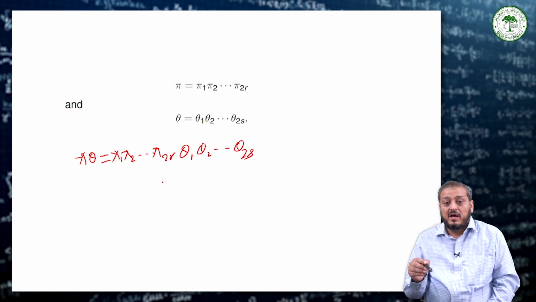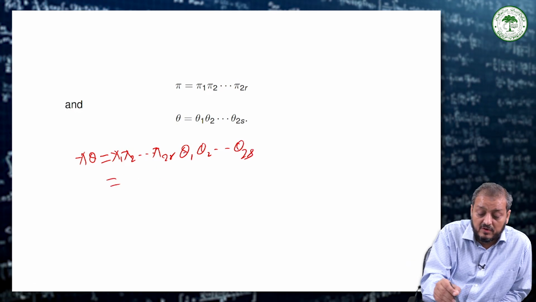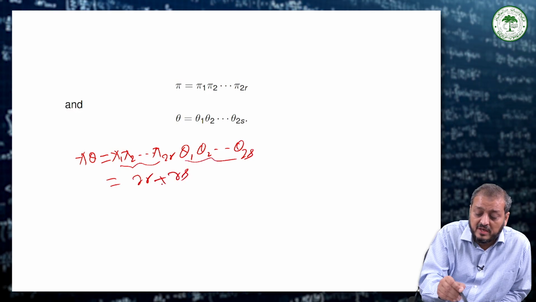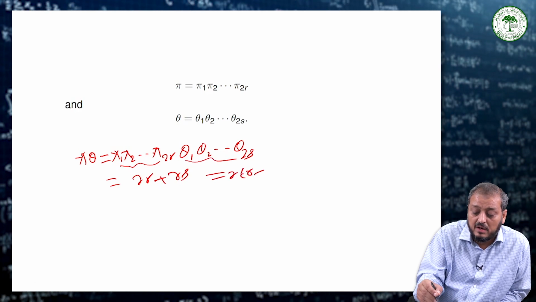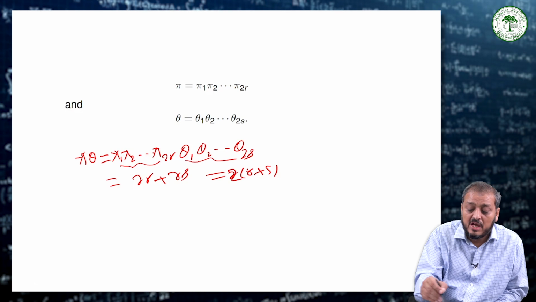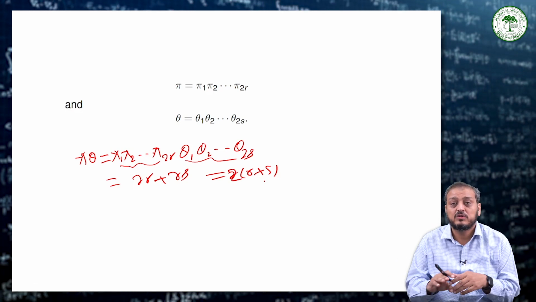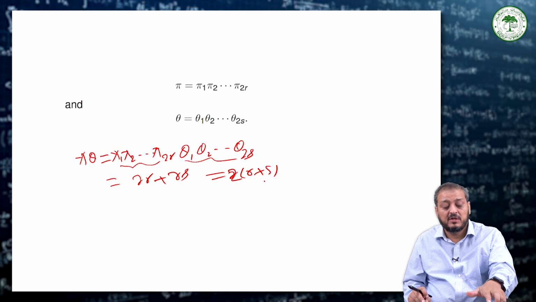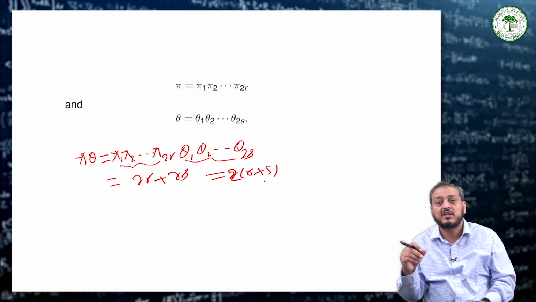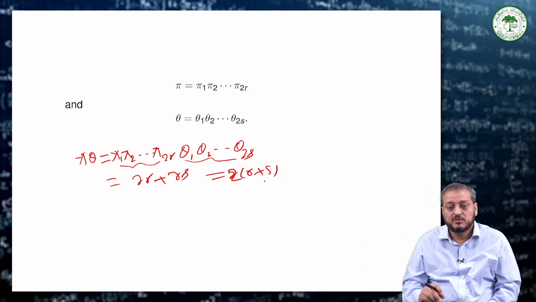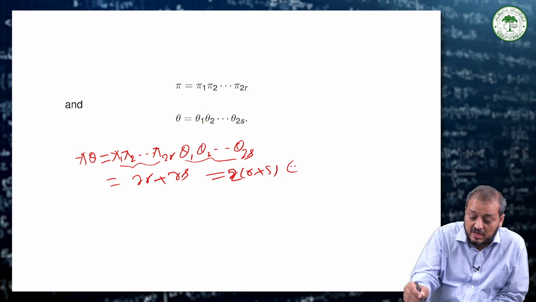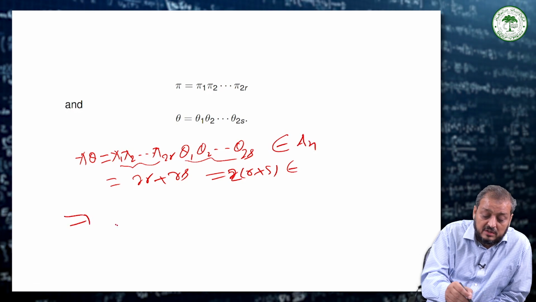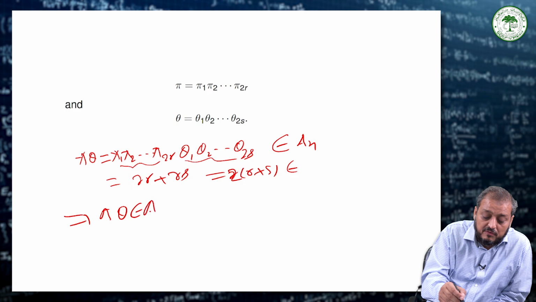Now we know that the total number of transpositions is 2r plus 2s, and this can be written as 2 times r plus s. So, this means again that we have an even number of transpositions. So, the composition of theta and pi is also an even number of transpositions. So, if pi and theta are elements of An, then pi theta is also an element of An.